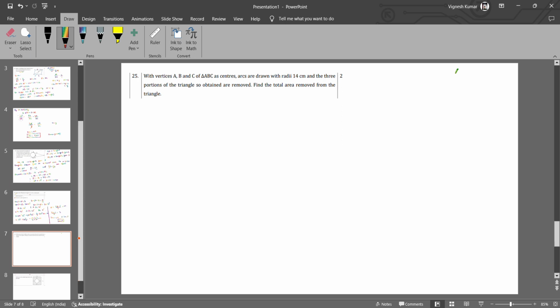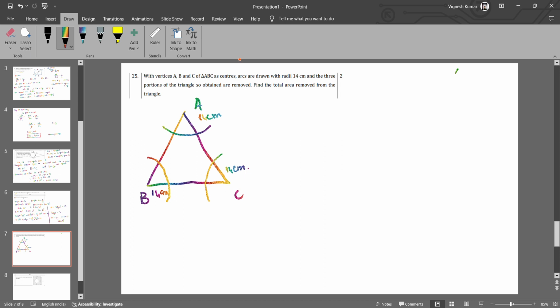With vertices A, B and C of triangle ABC as centers, arcs are drawn with radii 14 cm and the three portions of the triangle so obtained are removed. So the question states that we have a triangle ABC and with each of these vertices A, B and C as centers, three arcs are drawn. Each arc is of radius 14 centimeter. So this arc is also of radius 14 centimeter and here also it's 14 centimeter.